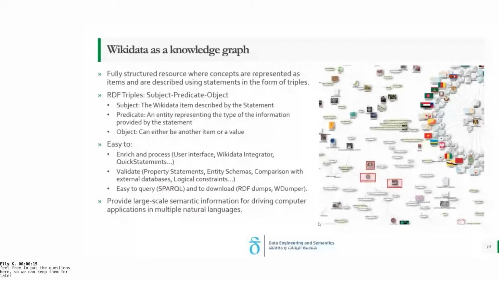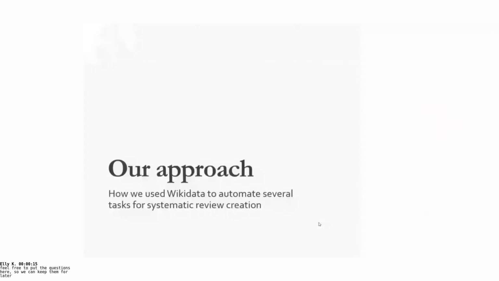It is consequently easy to enrich and process using a variety of tools and methods: the user interface, Wikidata Integrator, WikibaseIntegrator, QuickStatements. It is easy to validate thanks to property constraints, entity schemas, comparisons with external databases, and logical constraints, and it is easy to query and to download using a variety of tools. It provides large-scale information for driving computer applications in multiple natural languages. So as you see, Wikidata is flexible as a resource. So how did we think of using it for systematic review creation?